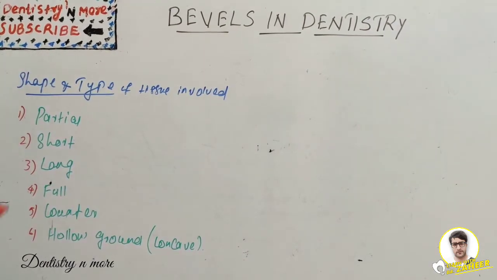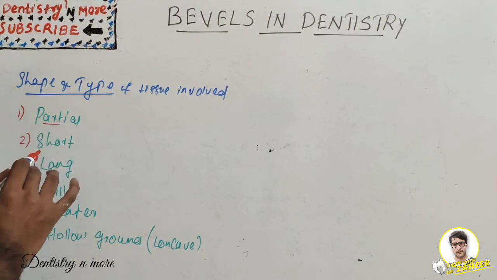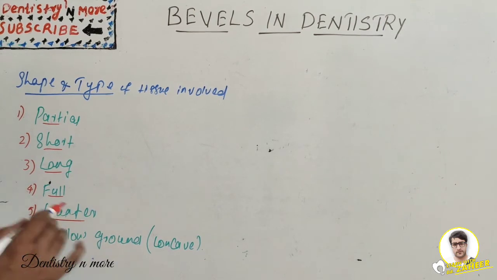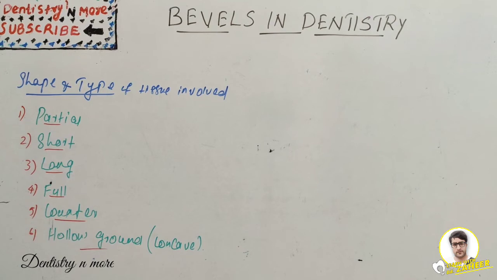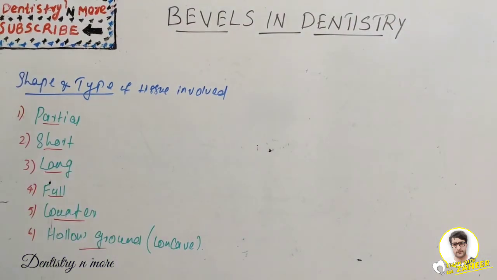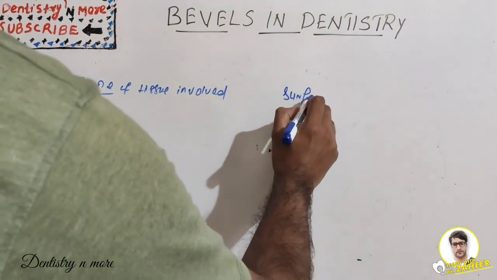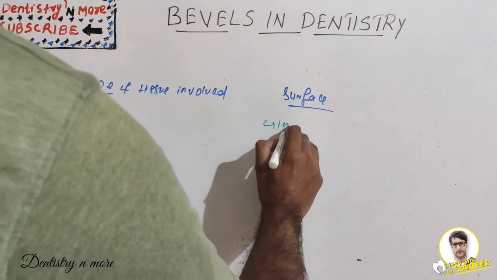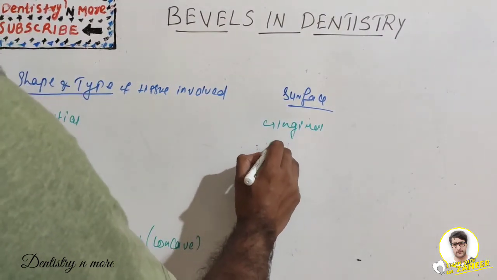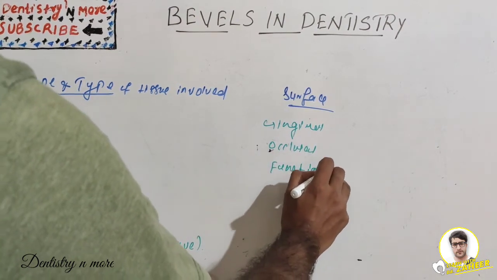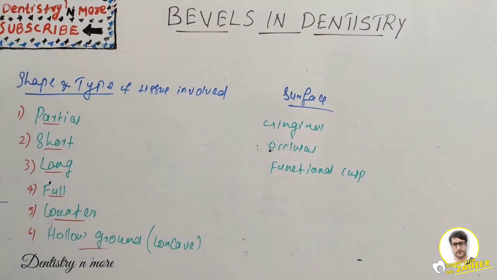According to shape and types of tissue involvement, they are divided into six types: partial bevel, short bevel, long bevel, full bevel, counter bevel, and hollow ground or concave bevel. Other types of bevel are classified according to the surface they are placed on. So that will be gingival bevel, occlusal bevel, or functional cusp bevel.